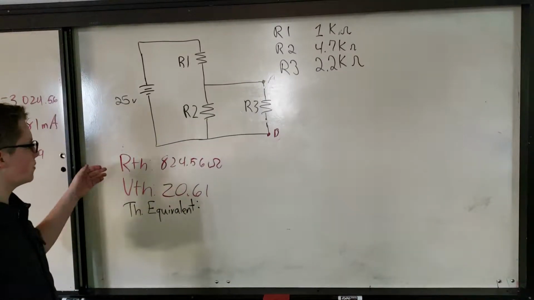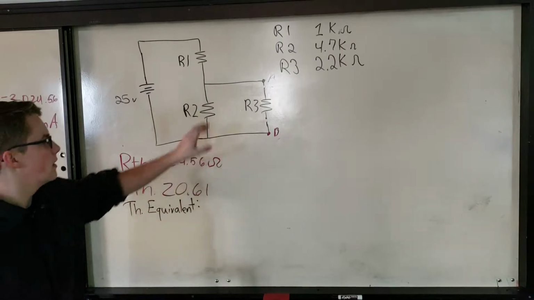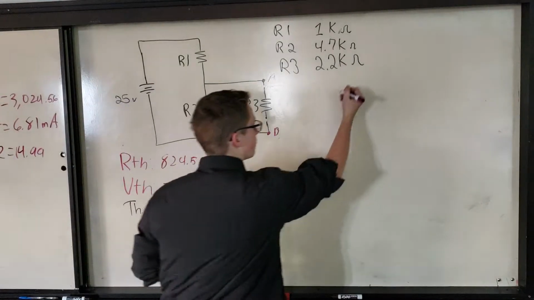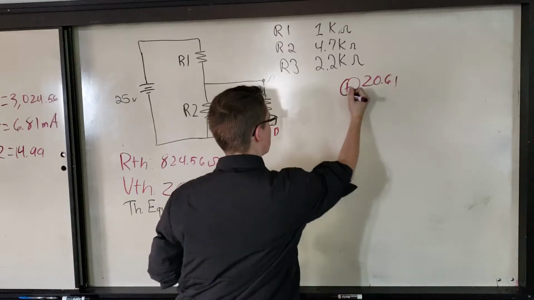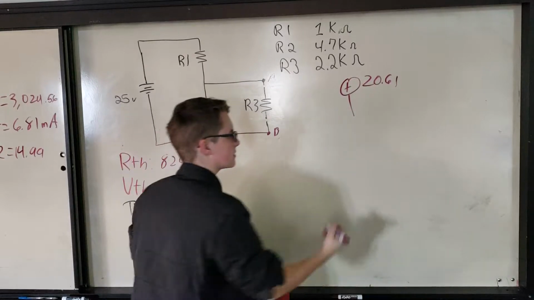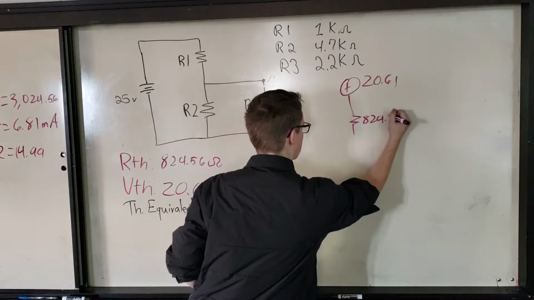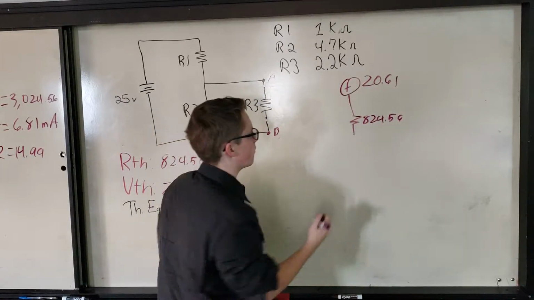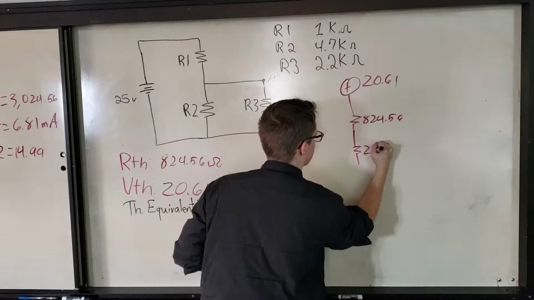So what this is, we use our values of R Thevenin and V Thevenin to create a new circuit with R3 in it. We use V Thevenin as our voltage total. So we have 20.61 here, and you put R Thevenin next. So we have that there, and then we bring in the values we know for R3, which is its resistance.